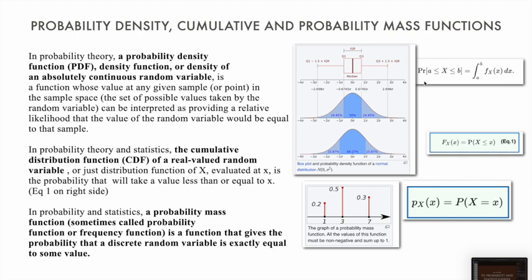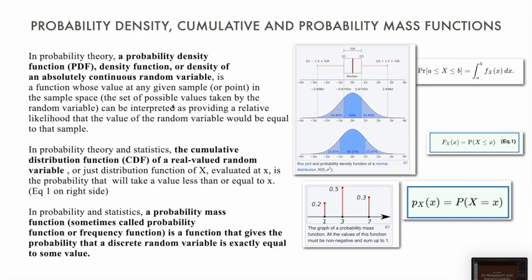And the probability that a is less than or equal to x less than or equal to b is equal to the integral from a to b of f(x) dx. And in probability theory and statistics, the cumulative distribution function of a real-valued random variable, or just distribution function, is the probability that it will take a value less than or equal to x. So it includes all the values till x. So that is cumulative. Whereas probability density function means that is within a specified value, for a continuous function.